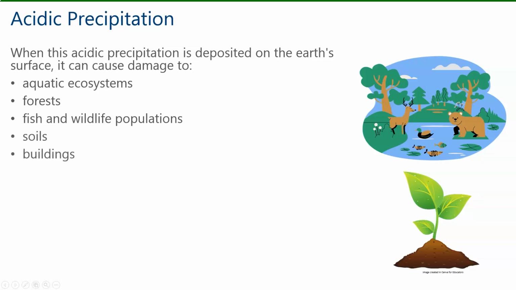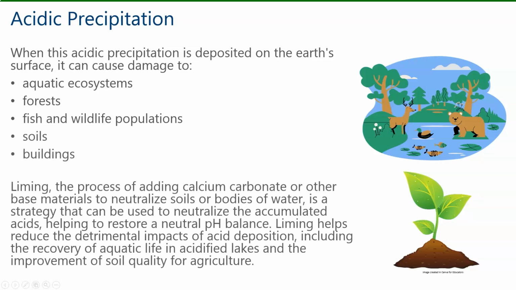soils and buildings. Liming, the process of adding calcium carbonate or other base materials to neutralize soils or bodies of water, is a strategy that can be used to neutralize the accumulated acids, helping to restore a neutral pH balance. Liming helps reduce the detrimental impacts of acid deposition, including the recovery of aquatic life in acidified lakes and the improvement of soil quality for agriculture.